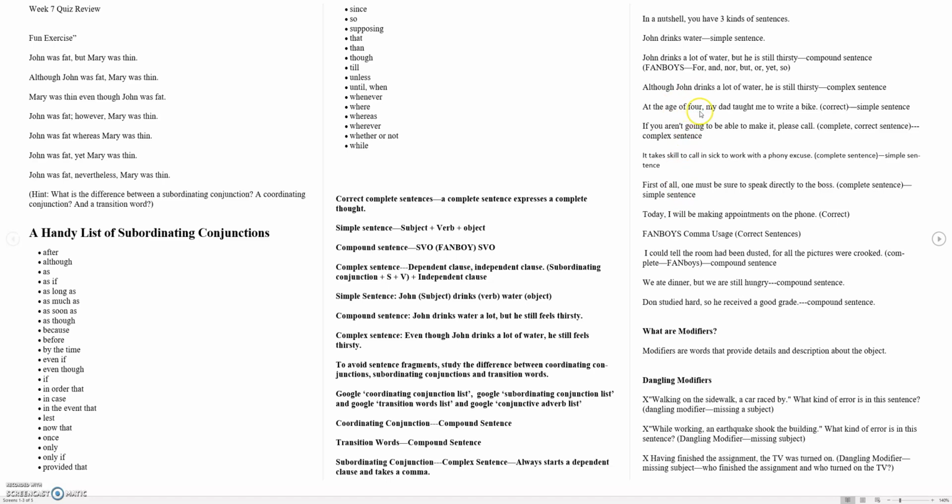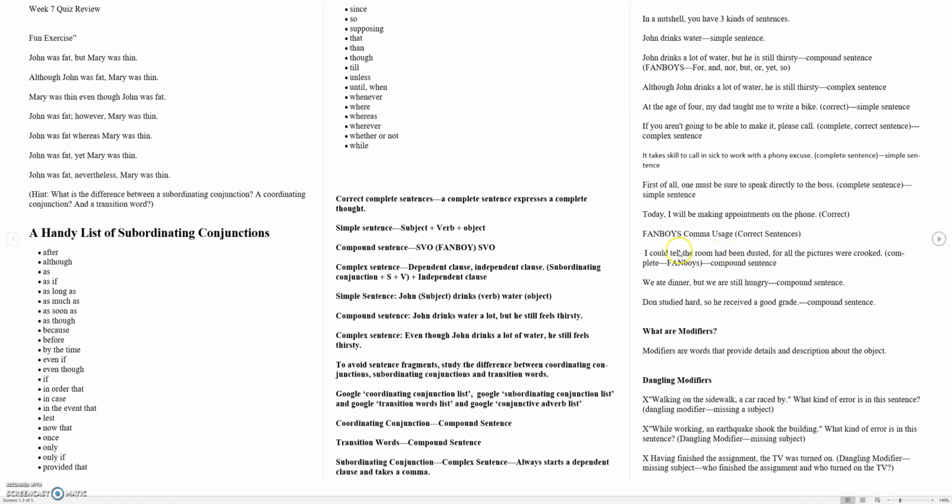At the age of 4, my father taught me to ride a bike. If you aren't going to be able to make it, please call. These are all correct sentences. It takes skill to call in sick to work with a phony excuse. That is a complete, correct sentence. First of all, one must be sure to speak directly to the boss. That is a correct complete sentence.